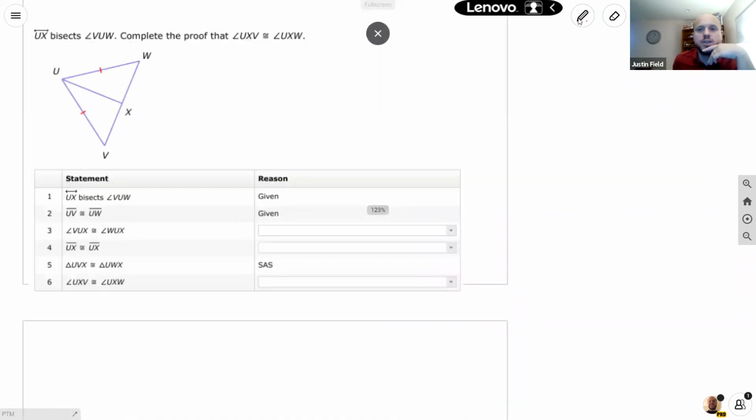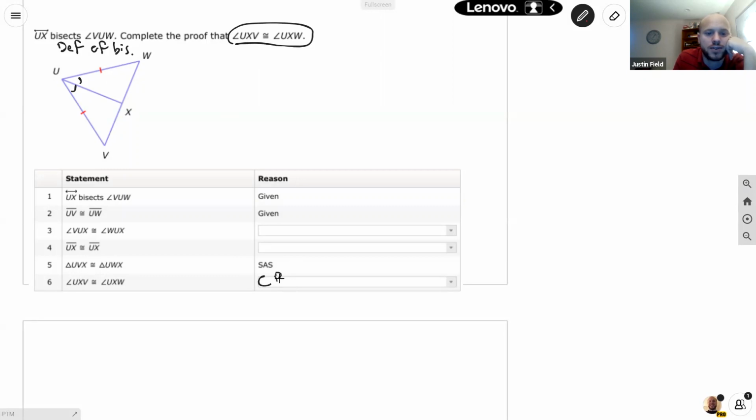Okay, so we might be using ITBAT. Let's see, maybe not, but sometimes. Okay, so UX bisects, I might be using definition of bisector, VUW. So let me mark that in, VUW, I see you right there. Okay, complete the proof that, oh, so if we're proving angles are congruent, that sounds like CPCTC. And you can see it's after a triangle congruence proof. So it is. Oh, look, I didn't even have this.